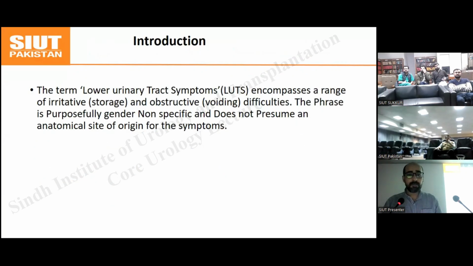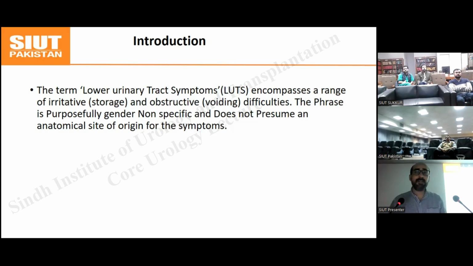The term lower urinary tract symptoms encompasses a range of irritative storage and obstructive voiding difficulties. The phrase is purposely gender non-specific and does not presume an anatomical site of origin for the symptoms.